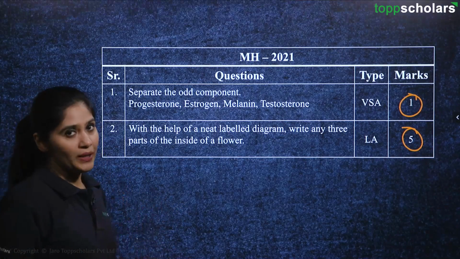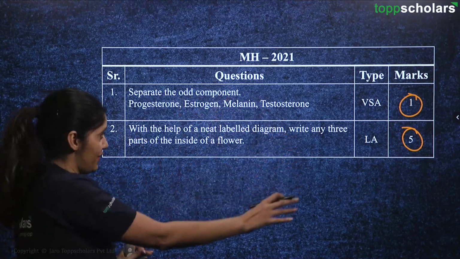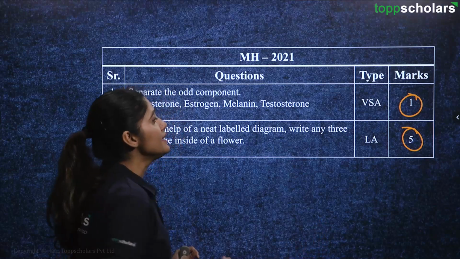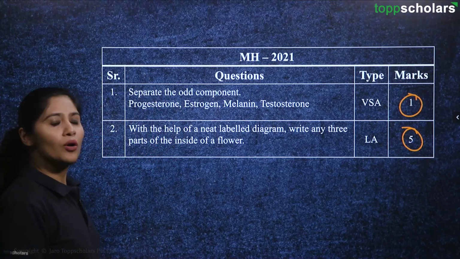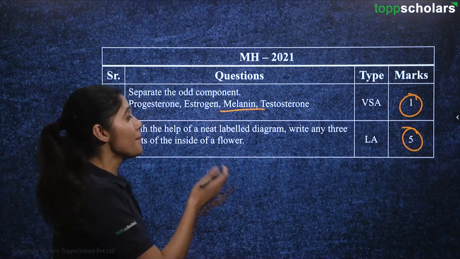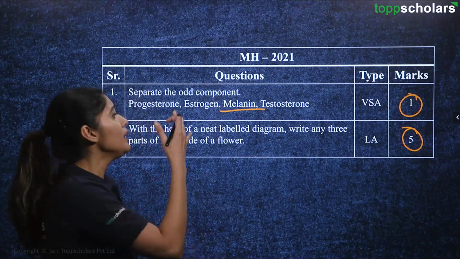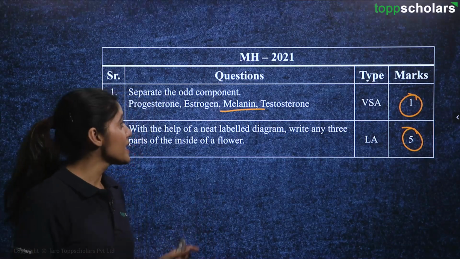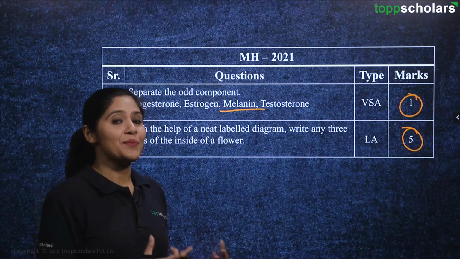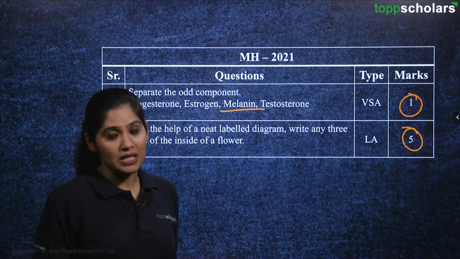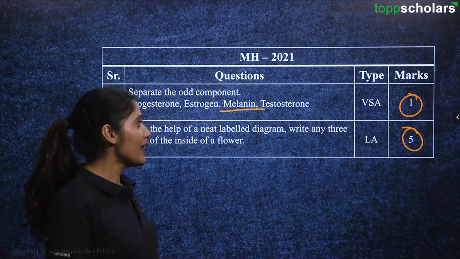Separate the odd component. Here the components given are progesterone, estrogen, melanin and testosterone. Which one is the odd one here? Let's see, is it melanin? So, of course, melanin, because all the rest are the reproductive hormones, whereas melanin is present inside our skin. It is a pigment which is responsible for the color of the skin, right?